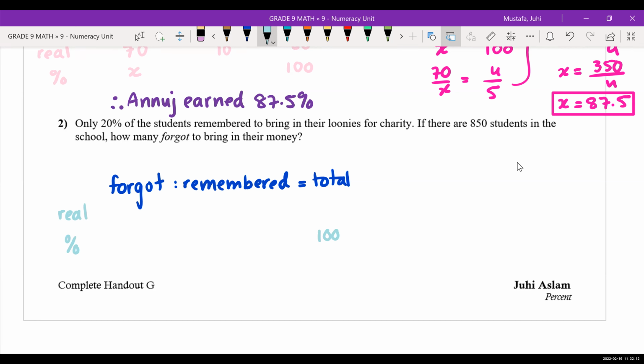Let's start putting in some more information. So the question starts by saying only 20% of the students remember to bring in their loonies. So that is a percentage, which means it's going to go in the second row. Is it going to go under forgot or remembered? Okay. And so now what is the hidden number that we can also fill in? Good. So now we know 80% forgot, 20% remembered out of a total of 100%.